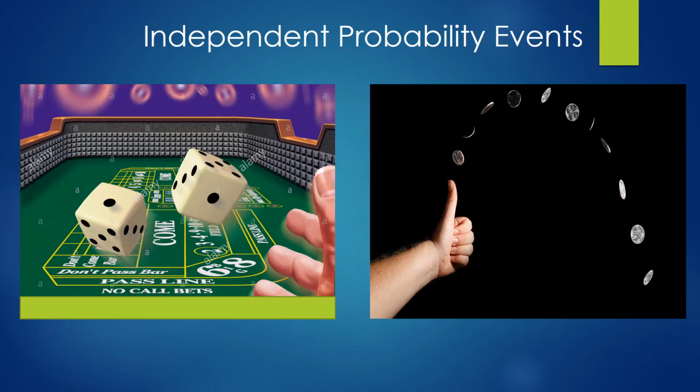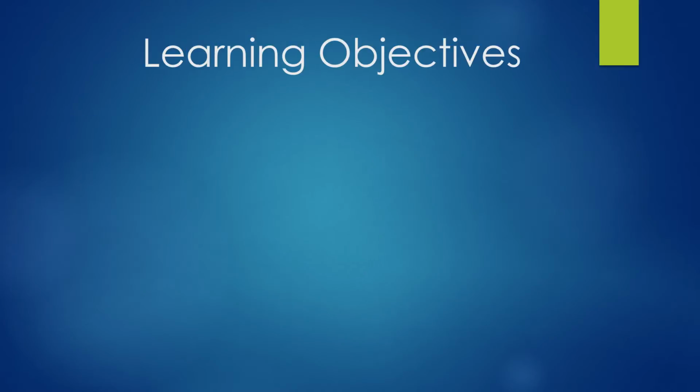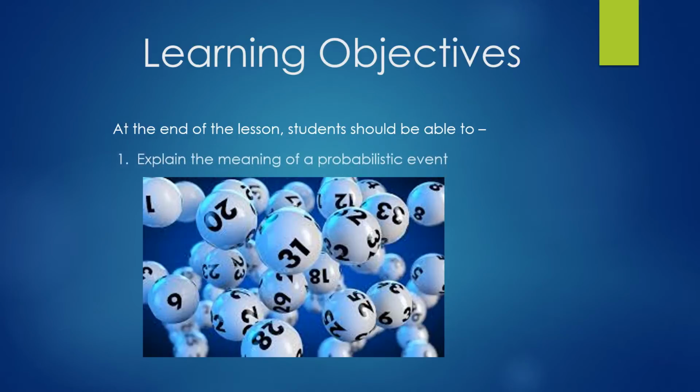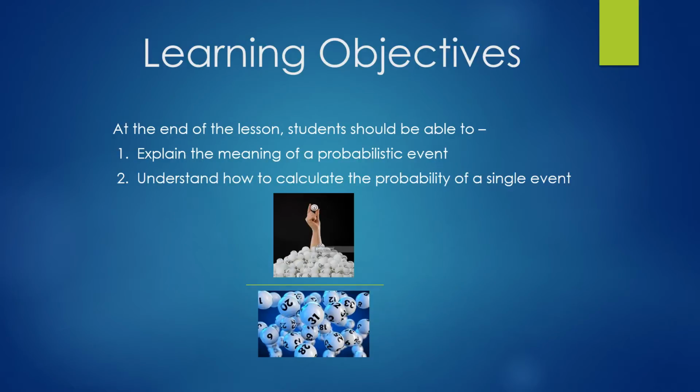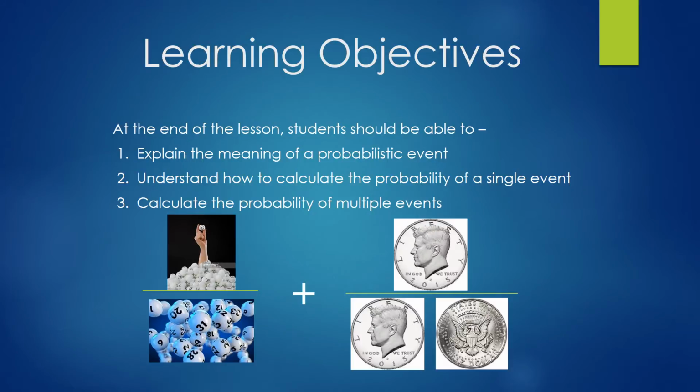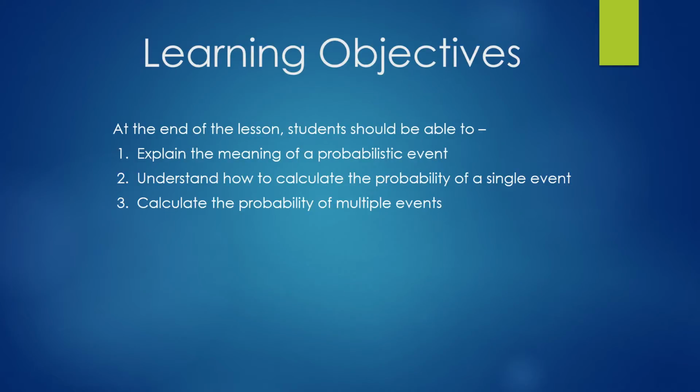In today's statistics lesson, we are going to analyze independent probability events. At the end of this lesson, students should be able to do three things. First, they should be able to explain the meaning of a probabilistic event. Next, they should be able to calculate the probability of a single event. Thirdly, students should be able to calculate the probability of multiple events.